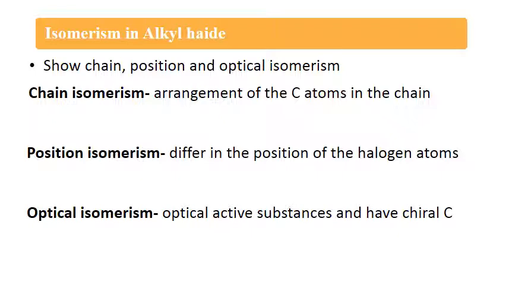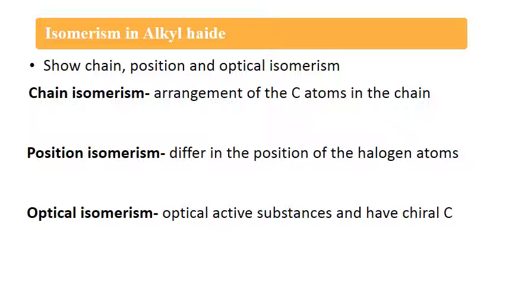One being dextrorotatory, that is a plus or small d, and the other is levorotatory, that is a minus or small l. So what is dextrorotatory? The one which rotates the plane polarized light to the right is called dextrorotatory, and the other which rotates plane polarized light to the left is called levorotatory. So that is plus and minus.